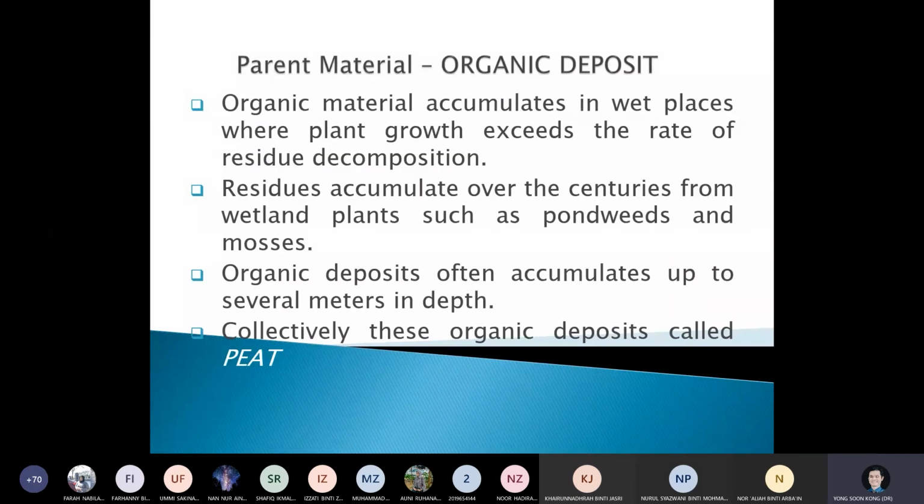Okay, now moving on to the other parent material, organic deposit. Now, a lot of us, I will have to say, not realizing the existence of soil material from the organic side. So here I want to explain a little bit, because why? I'm quite sure that not many of you know that this is actually called peat.